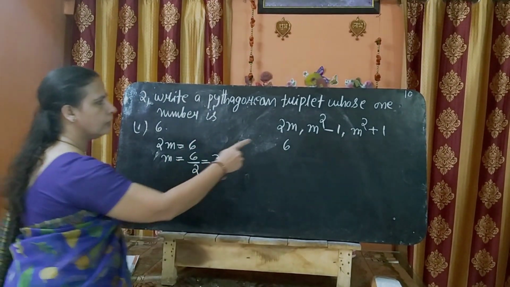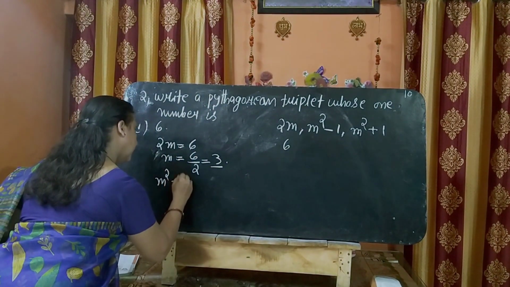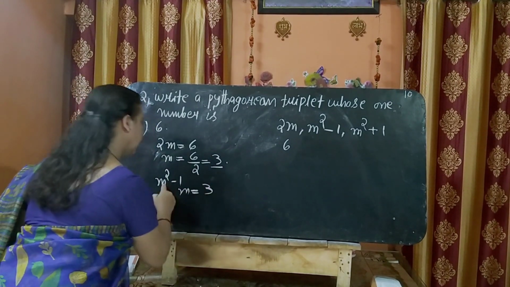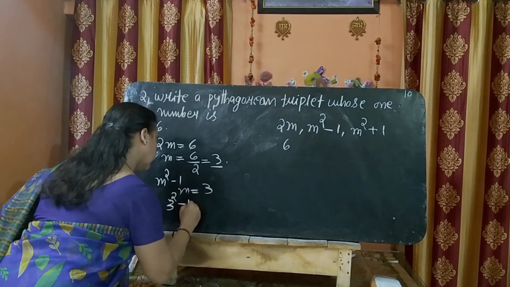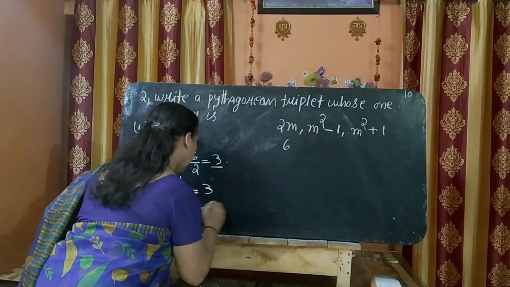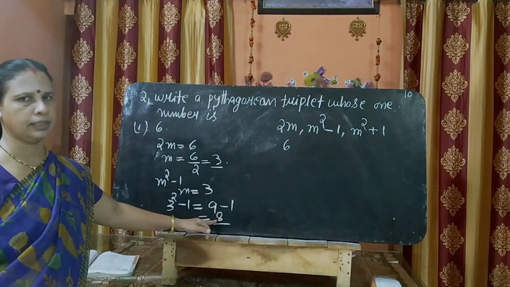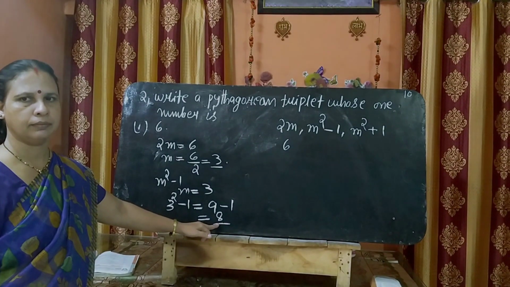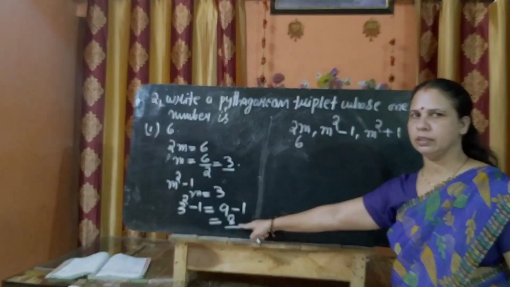Next we have to find out m square minus 1. M is equal to 3. Then m square minus 1 is 3 square minus 1, that is equal to 9 minus 1 equals 8. So m square minus 1 equals 8. Here m square minus 1 we got the value 8.